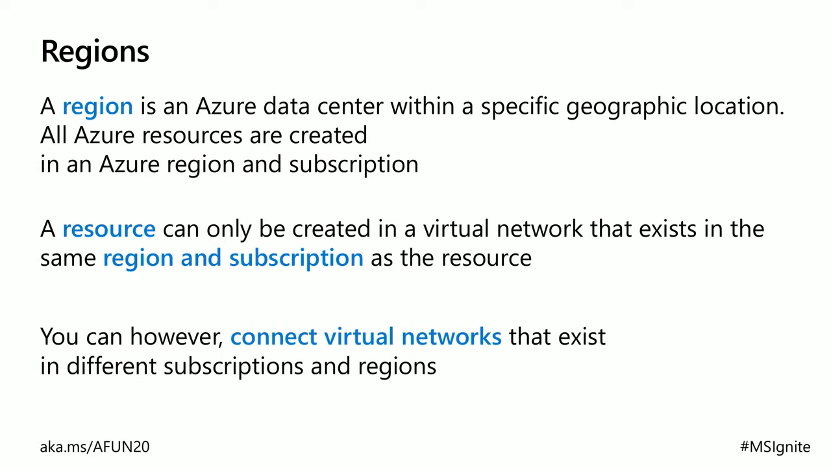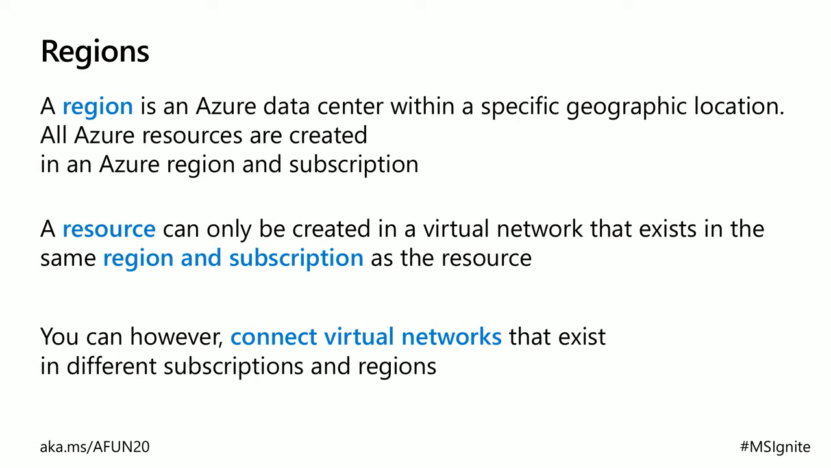And all of these resources are going to be located within a region. And when we're talking about regions with Azure, we're talking about a data center that is in a certain geographic location. And so all resources are created in a region and in a subscription. Now, a resource can only be in a virtual network that is in the exact same region and the same subscription as that resource. So if you have a virtual machine or a container or something, that needs to be in the same region as your networking components. But you can connect virtual networks together across subscriptions and across regions. So if you needed to have some components that live someplace else, you could just create another network and connect that to another resource.